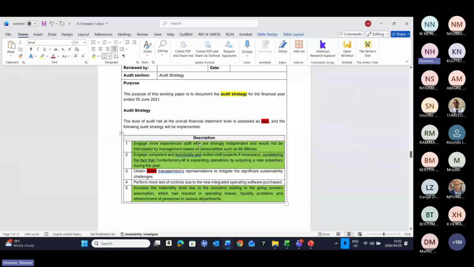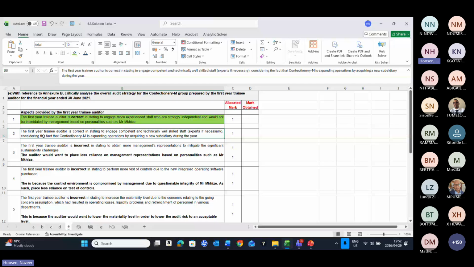Number two, the first-year trainee auditor is correct in stating to engage competent and technically well-skilled staff. Engage technically well-skilled staff. Number two, everybody got that point? Less the positives. Number three, less the negatives.